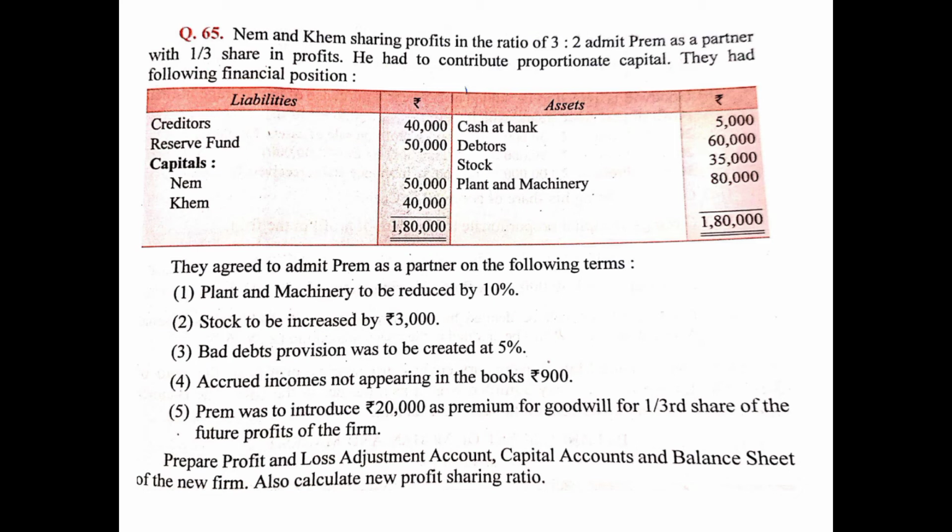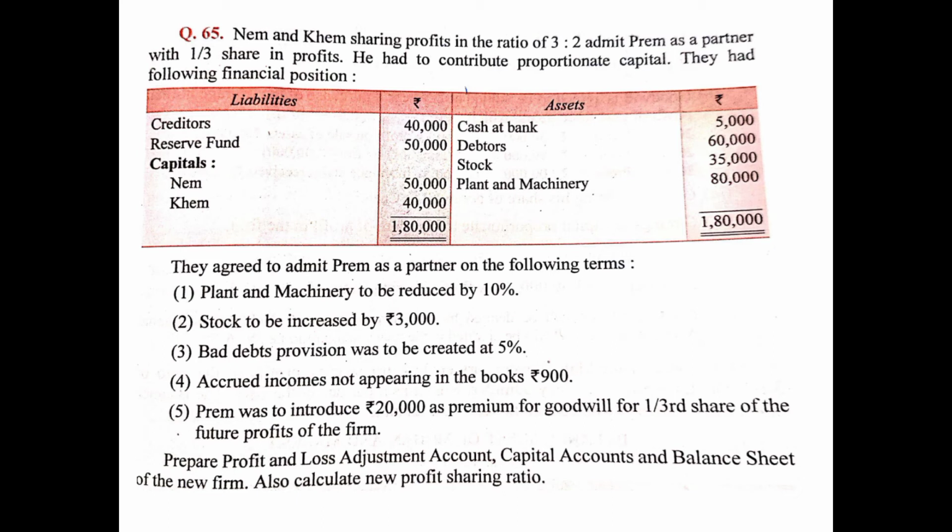So in this question you don't have to pass the journal entries, but we have discussed it so as to make it more clear to you children. And you have to prepare the profit and loss adjustment account, capital account and balance sheet of the new firm. When we were discussing revaluation account, I already taught you that revaluation account is also known as profit and loss adjustment account. So that means here you have to prepare revaluation account, capital account and balance sheet of the new firm, that is after the admission of Prem.